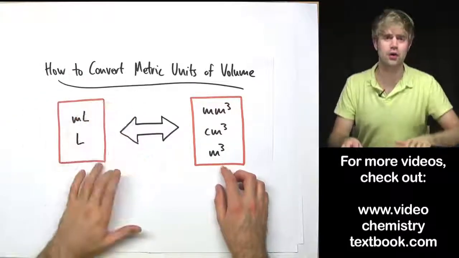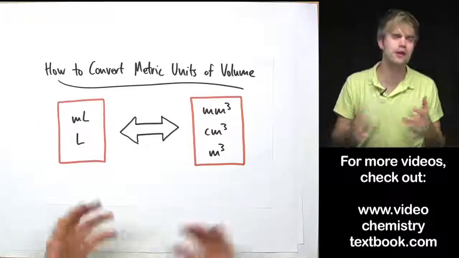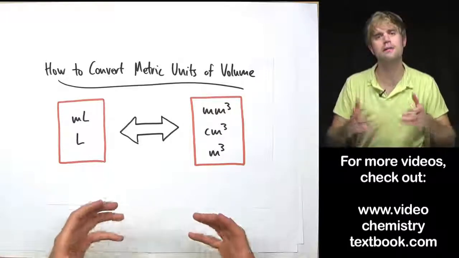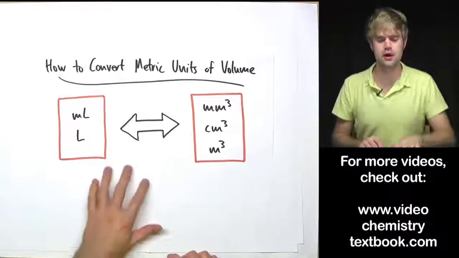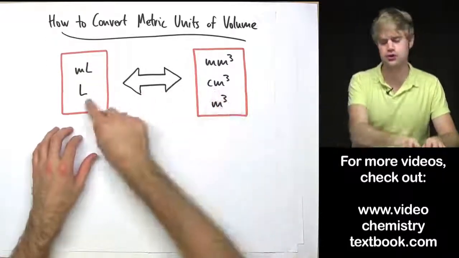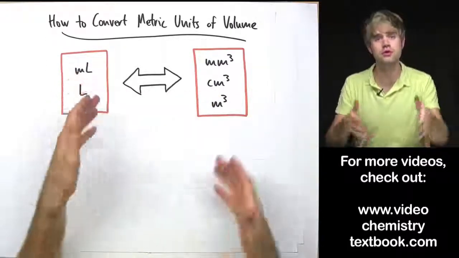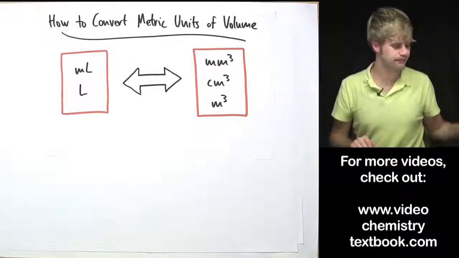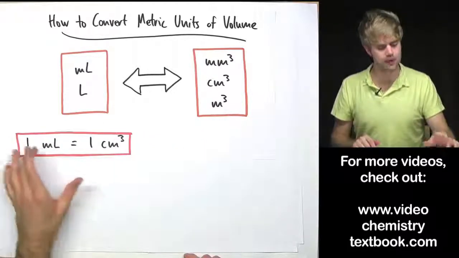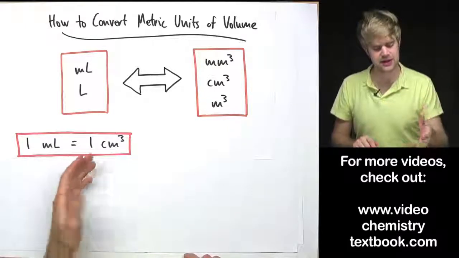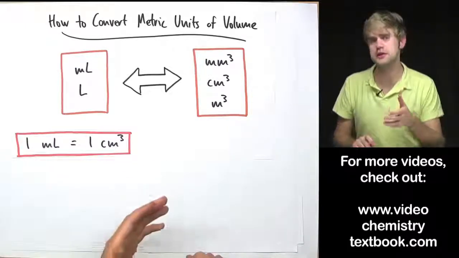The other category contains units that you're probably most used to dealing with when we're talking about liquids. So things like milliliters and liters. Luckily, there are some very straightforward ways to convert between these two categories. For one, it turns out that 1 milliliter is the exact same thing as 1 cubic centimeter.